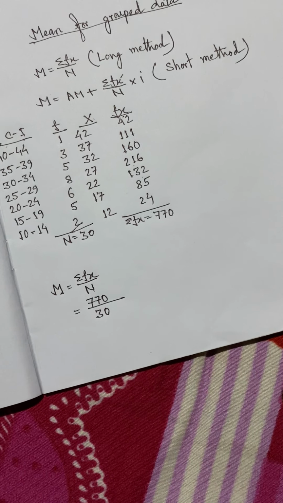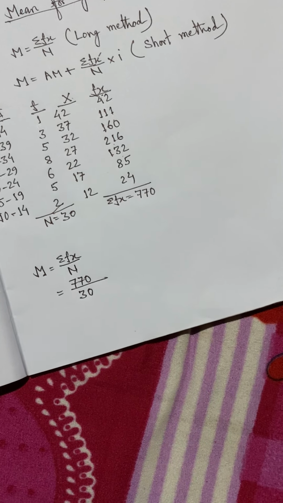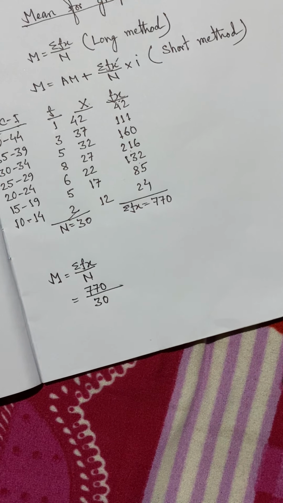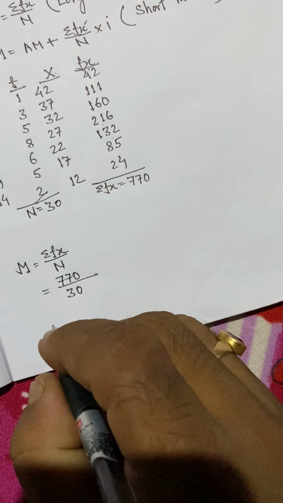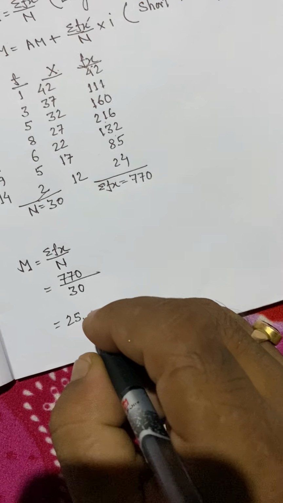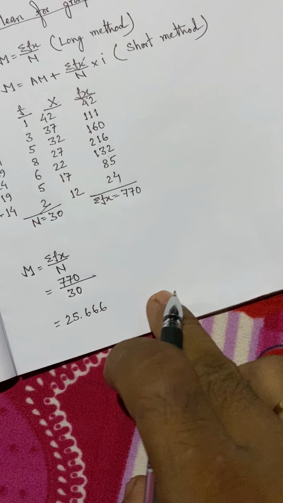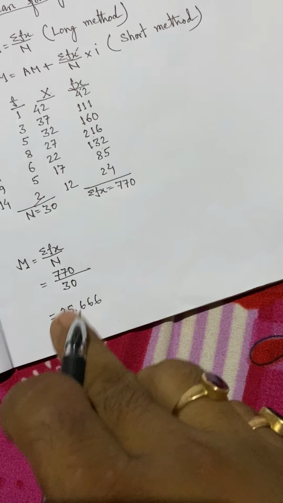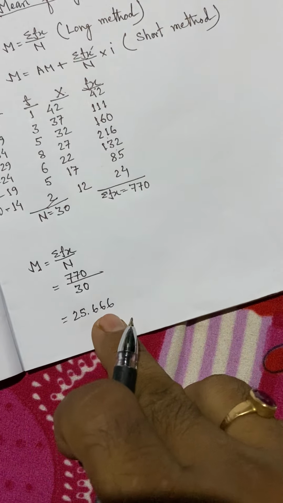So if we divide 770 by 30, then we'll get 25.666, it will come like that, 6666. 770 divided by 30, then you'll get 25.6666.